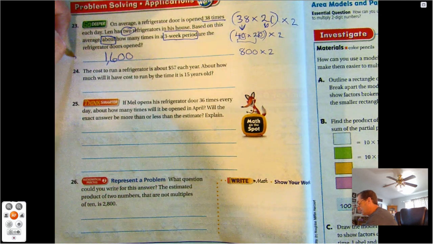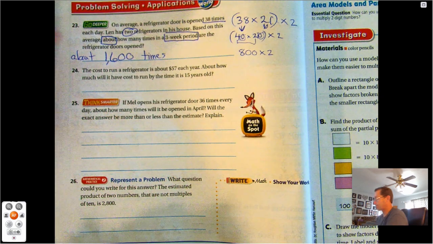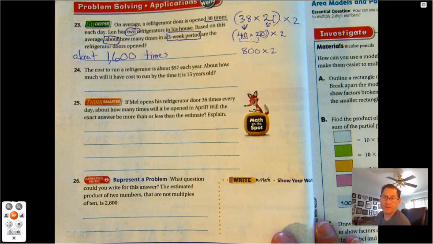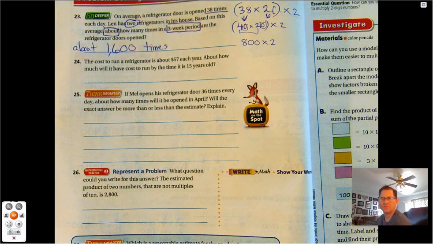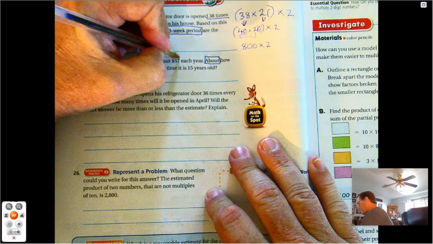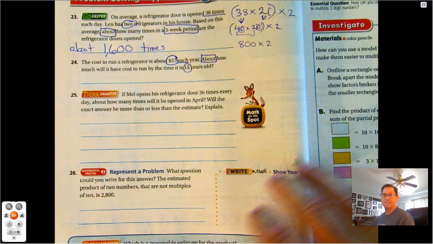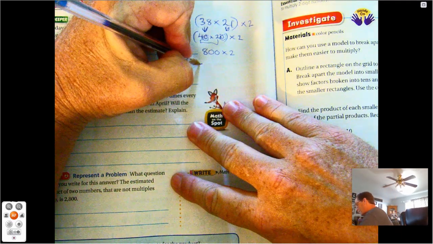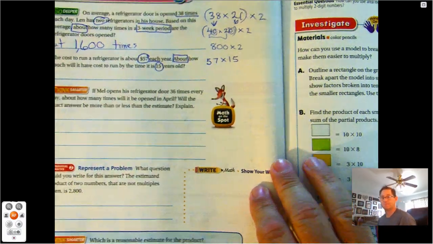The cost to run a refrigerator is about $57 each year. About how much will it have cost to run by the time it's 15 years old? All right. So I see a keyword there, about, so I don't need an exact answer. $57 each year for 15 years. Okay. So our basic math problem would be 57 times 15. Well, 57 is close to 60. And 15, I'm going to round up to 20.